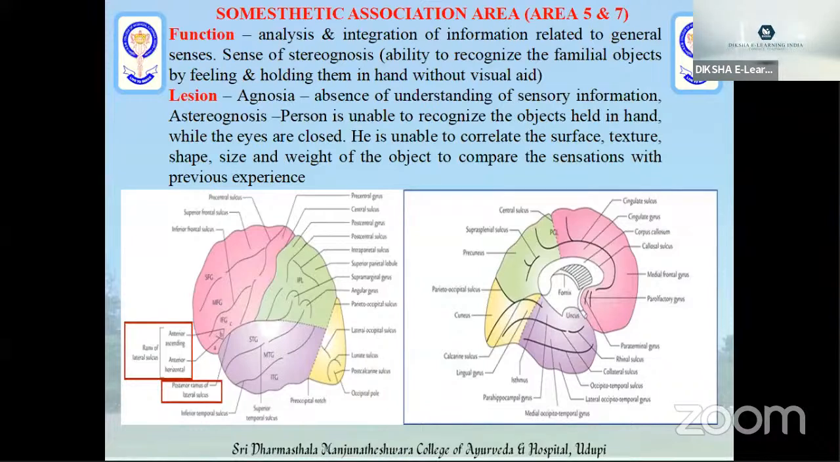He is unable to correlate the surface texture, shape, size, and weight of the object, or to compare the sensations with previous experience. Why? Because analysis and integration are lost here. Therefore astereognosis will occur and agnosia will be there.